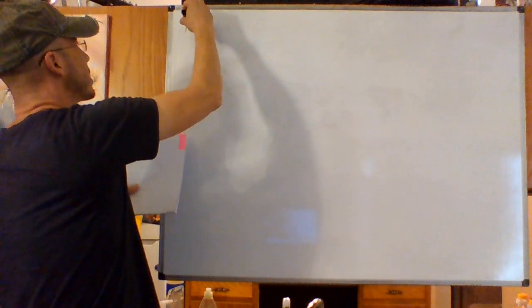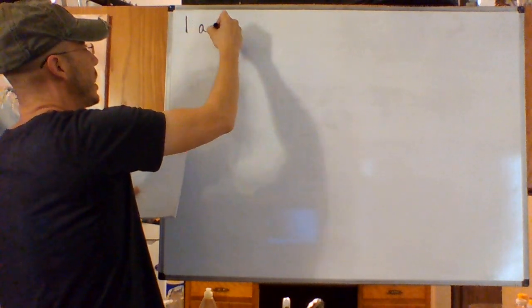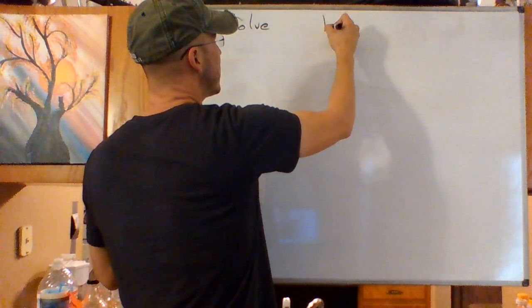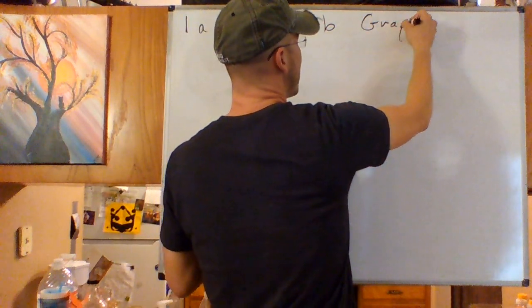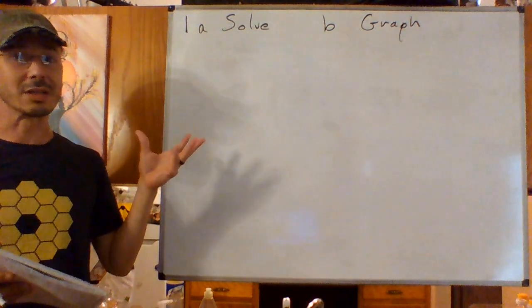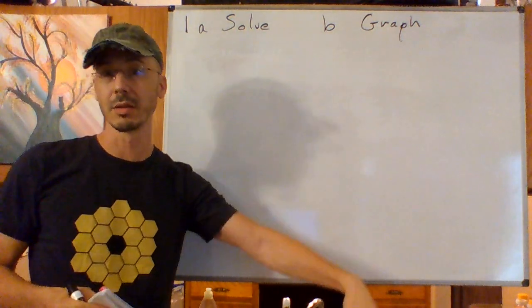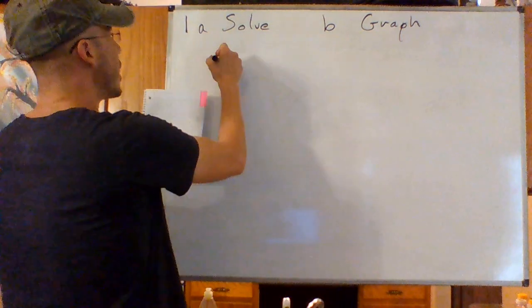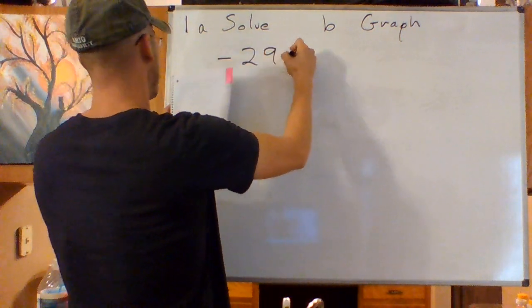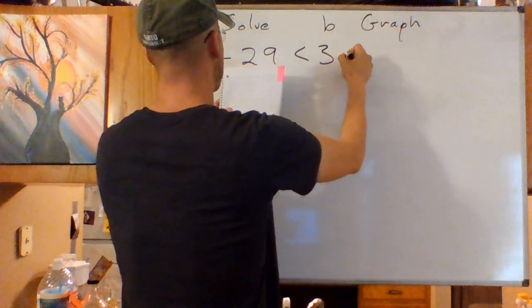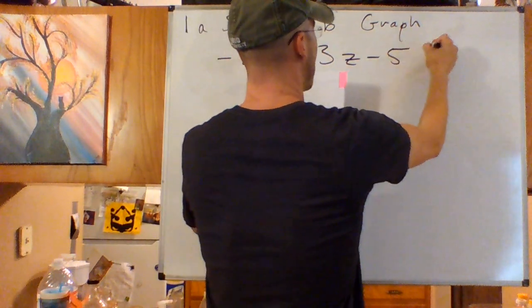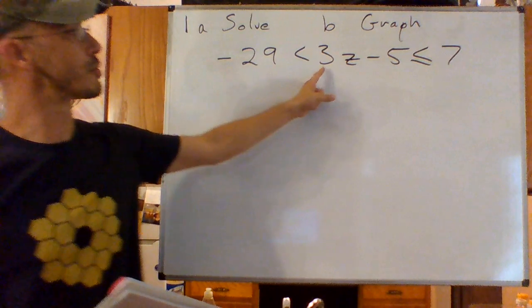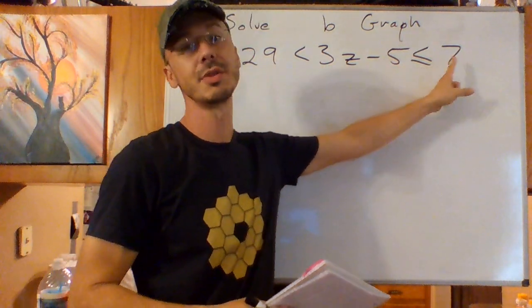Let's start with this one. This problem in the practice had an A, which was to solve, and a B, which was to graph. What I recommend, though, is that you do the whole thing and then answer the questions. So the inequality they're going to give you is for the whole problem. For this one, I got -29 is less than 3z minus 5 is less than or equal to 7.